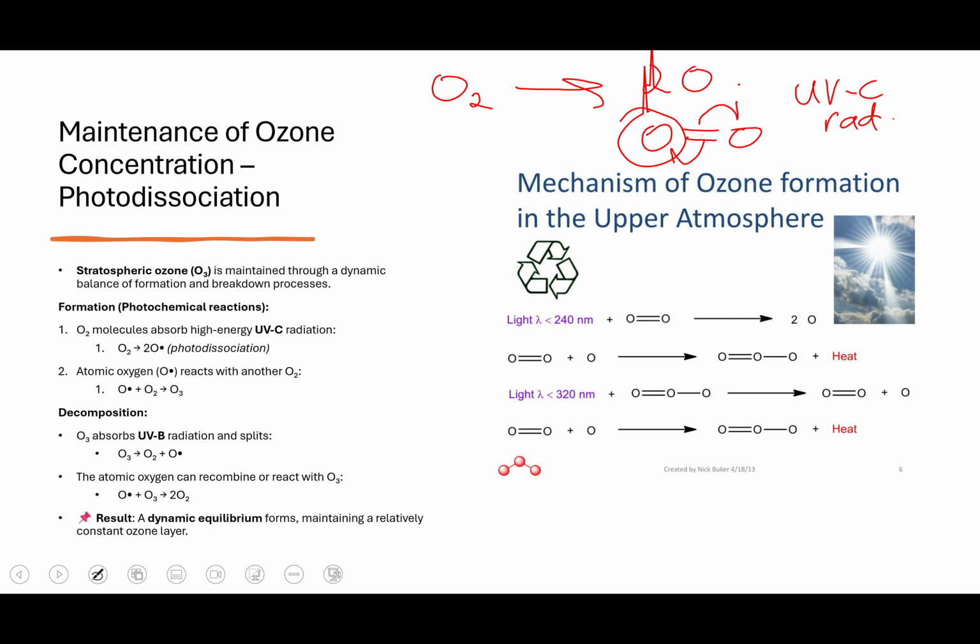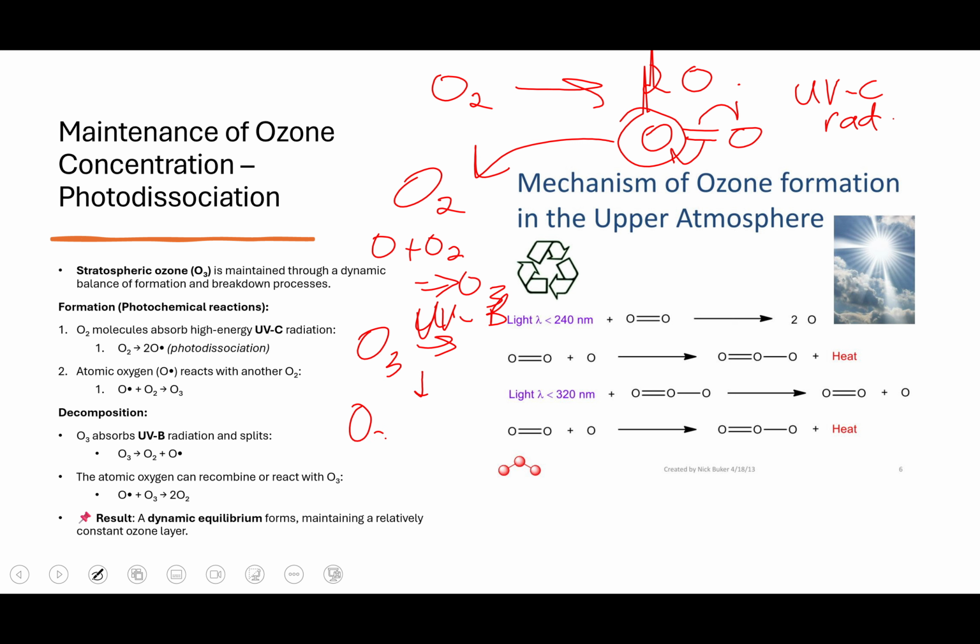Then one of these oxygen atoms reacts with an O2. So O plus O2 gives us O3, so we end up with ozone. That's the photochemical reaction, the photodissociation. Now for the decomposition of O3, we do the reverse. O3 is impacted by UVB radiation and produces O2 plus O.